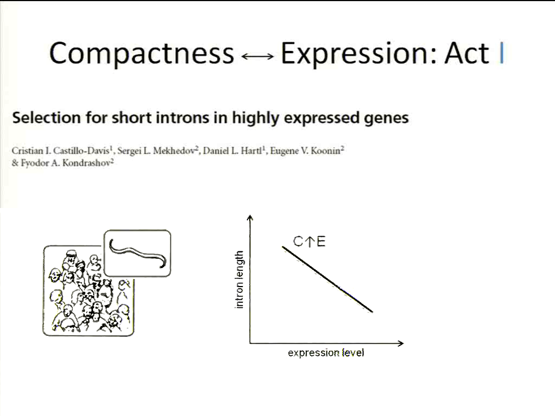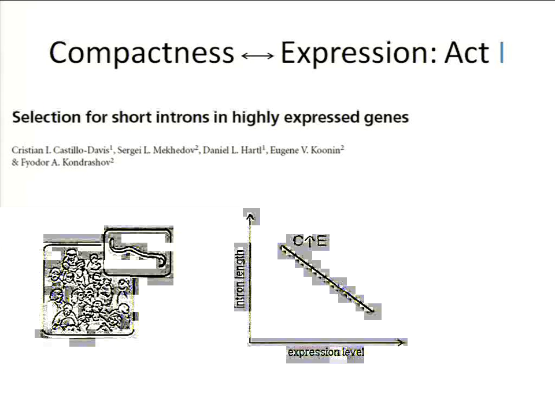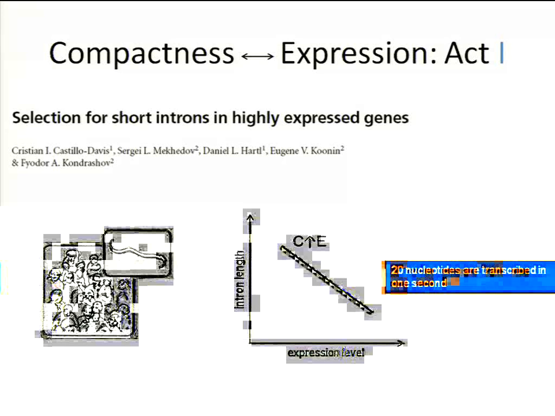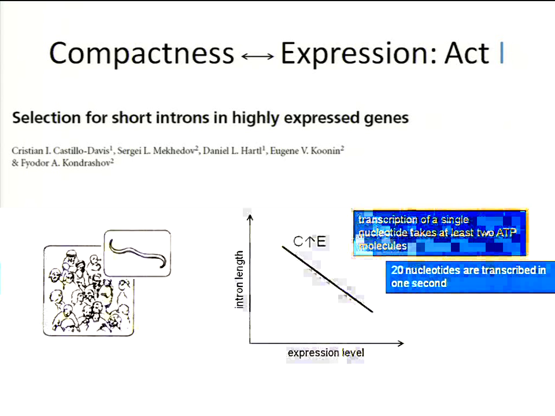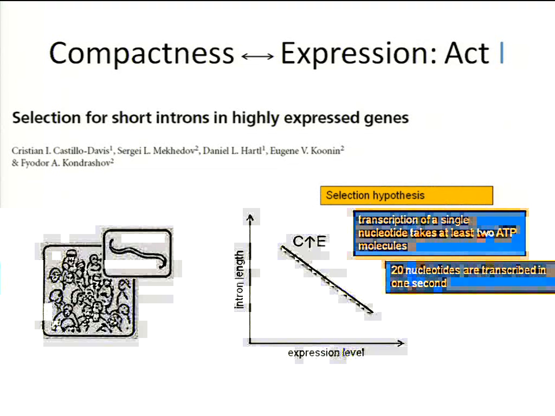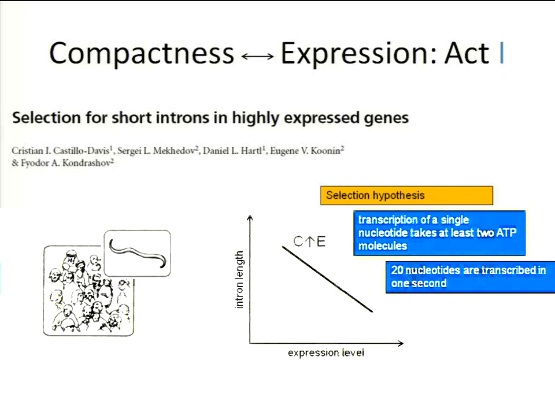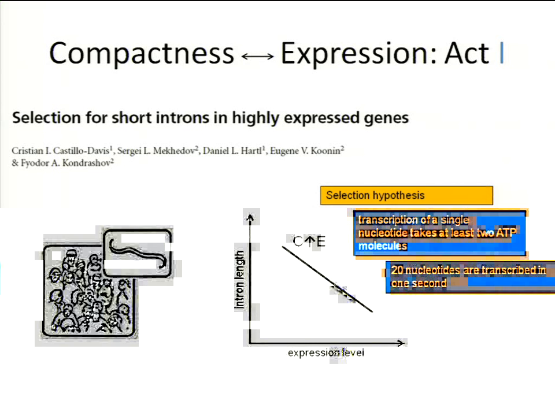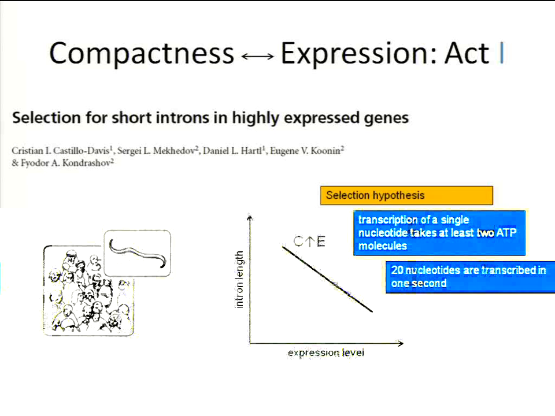And they suggested in this paper an explanation for this trend. They say that transcribing takes energy and takes time, about 20 nucleotides per second, and at least 2 ATP molecules per nucleotide. So for those genes that need to be transcribed a lot, because of selection, you have a selection pressure to find in them short introns to save time and to save energy. This explanation is called the selection hypothesis.